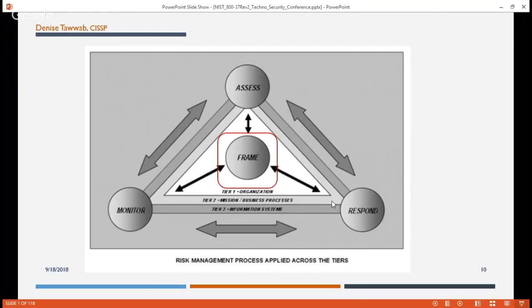Okay, the risk management process, I mentioned that briefly. That is the approach to managing risk. NIST 800-37 deals with managing risk down at the system level when you're actually implementing security controls. But before you do that, the risk management process is where you frame your risk, you assess the risk, you respond to it, and you monitor it.